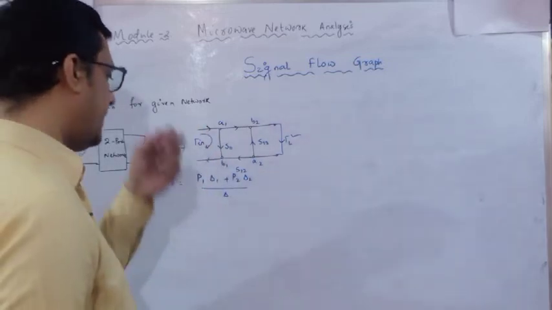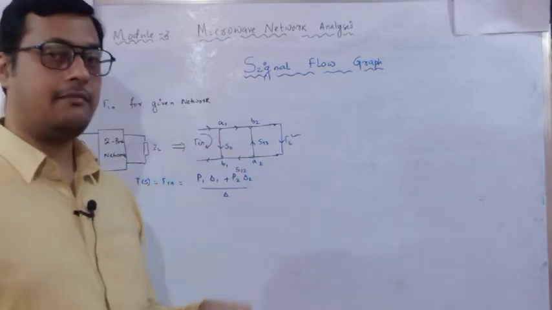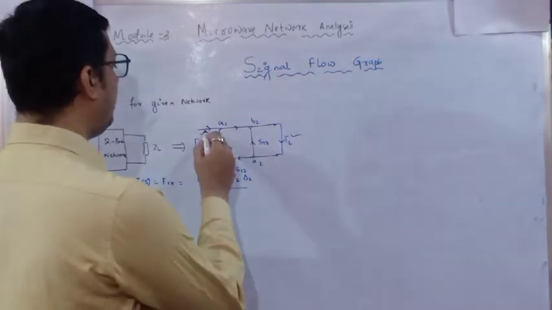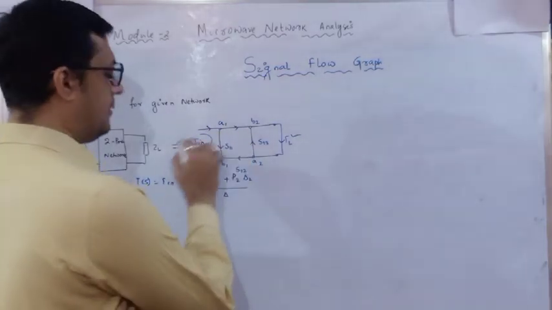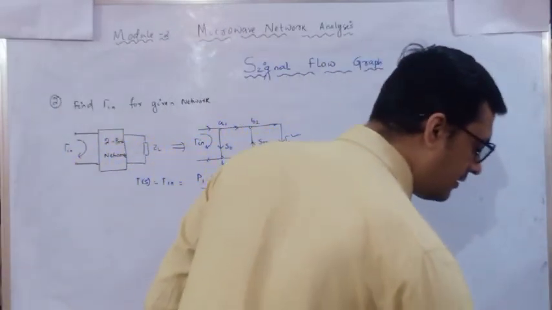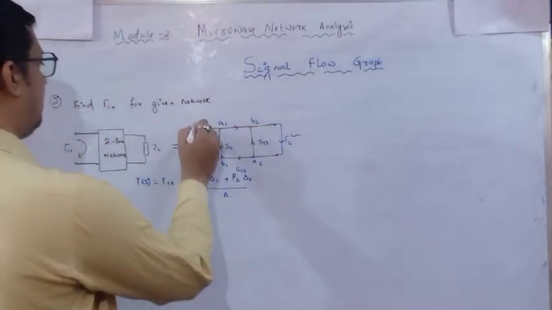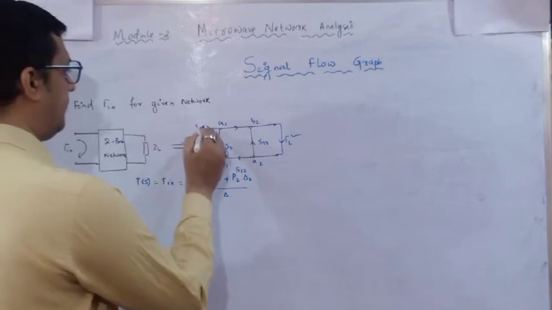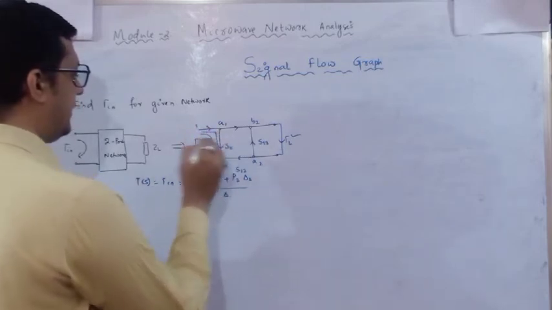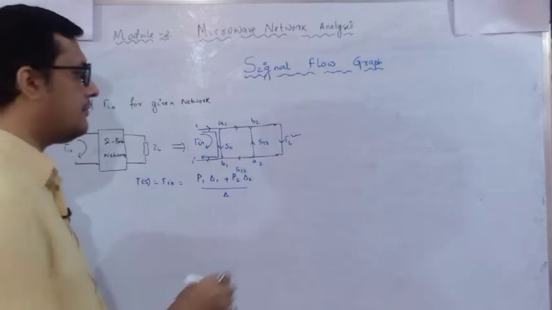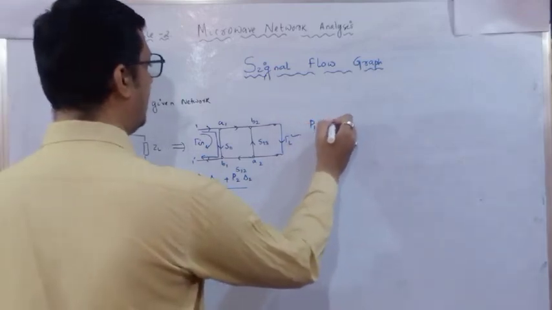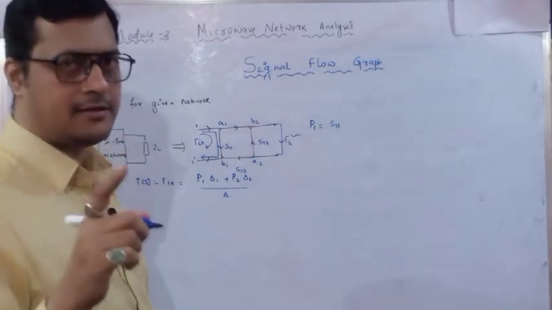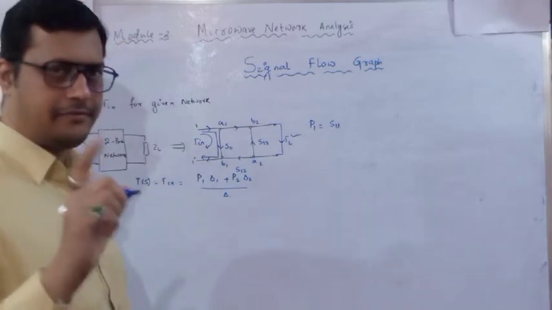Okay. Now here it is a simple relation I have represented. I have to identify how many forward paths are there. As you can see, one forward path is from this point to this point. How many forward paths are there? One forward path is this, which has the scattering parameter S11. So here I will write P1 is equal to S11, the path gain, and that path is represented by the scattering parameter S11. This is the first.